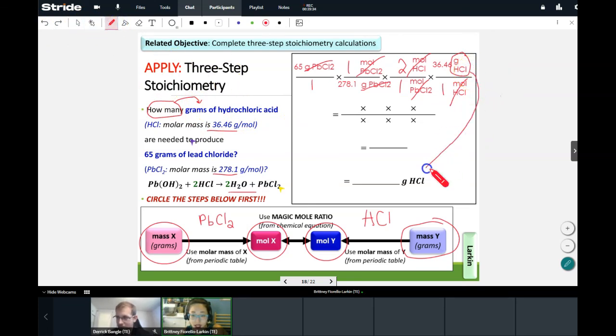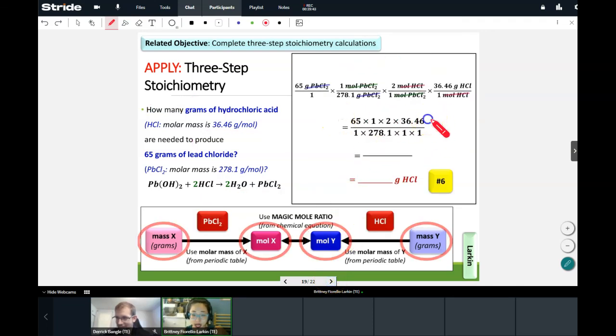That looks great. So now all we need to do is do the multiplication on top, do the multiplication on the bottom, and finally do the top divided by the bottom. So on the top, you should be doing 65 times 1 times 2 times 36.46. Do not put answers in the chat. On the bottom, you should be doing 1 times 278.1 times 1 times 1. Again, you can kind of ignore all those ones. Anything times a bunch of ones will still be itself. And then do the top divided by the bottom.